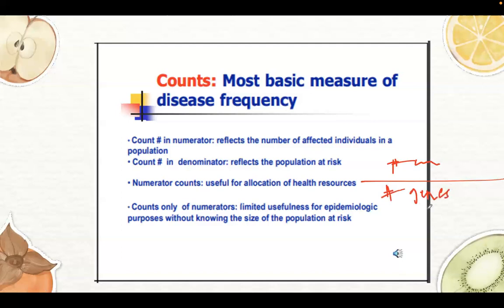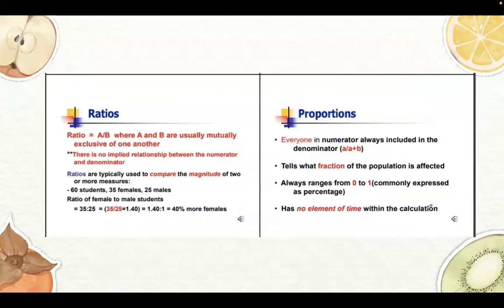Ayan po. Ayan sila. So the counts of your numerators have limited usefulness for epidemiologic purposes without knowing the size of the population at risk. So what are your ratios and proportions? Like what we've mentioned, ratios are A and B, where A and B are mutually exclusive of one another. However, there is no implied relationship between the numerator and the denominator.